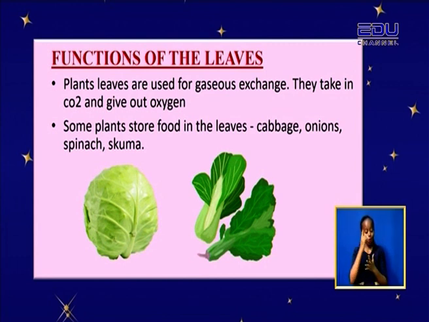For example, sukuma wiki, cabbage, even onions, they eat the leaves, and even sukuma wiki and spinach. Yes. You eat the leaves. Okay. So their food is stored in the leaves. So leaves are very important for the plant and even for us. So we look at that.